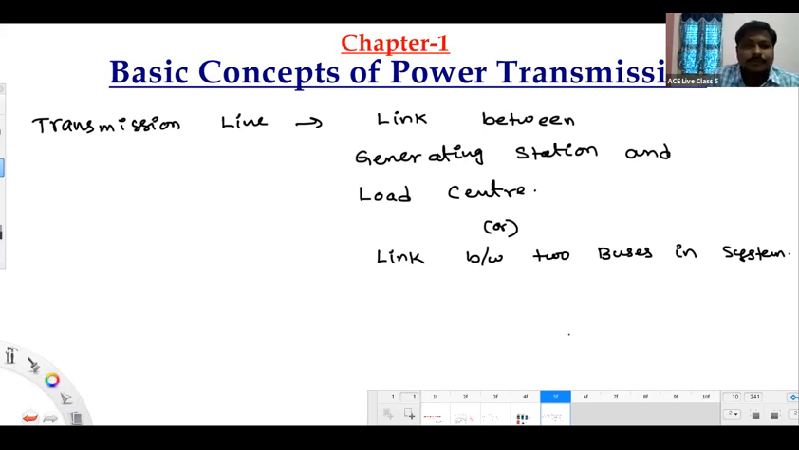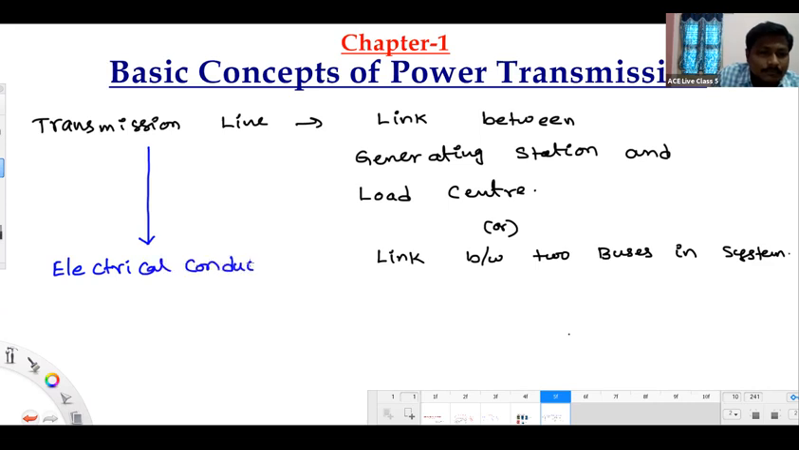What material are we going to use for this transmission line? Definitely it's an electrical conductor. There is no doubt about it. It should have good conductivity to transfer the electrical energy. So basically, the transmission line is an electrical conductor.